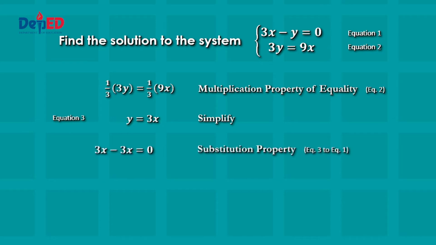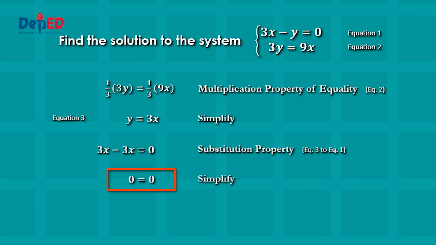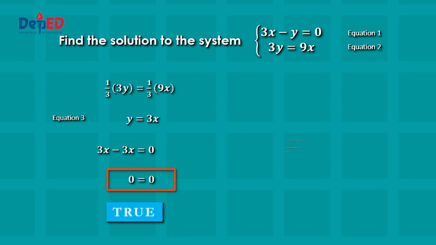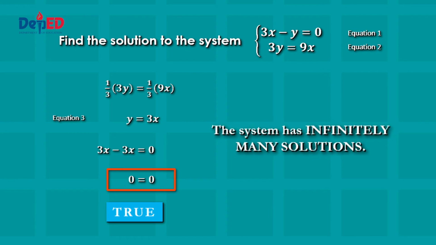Now, we substitute this to the first equation to have 3x minus 3x equals 0. Then we can simplify it as 0 equals 0. This is a true statement regardless of the value of x or y. This means that the system has infinitely many solutions.